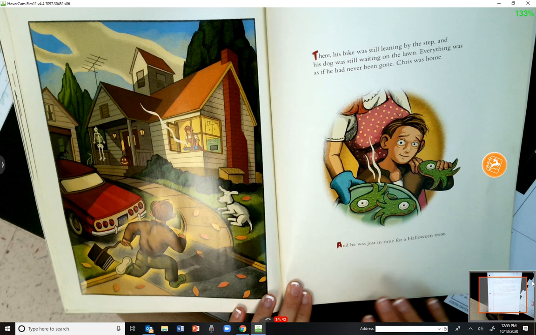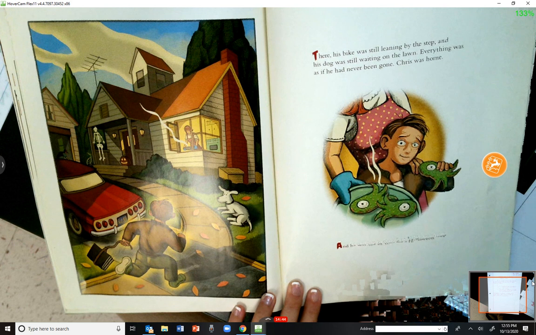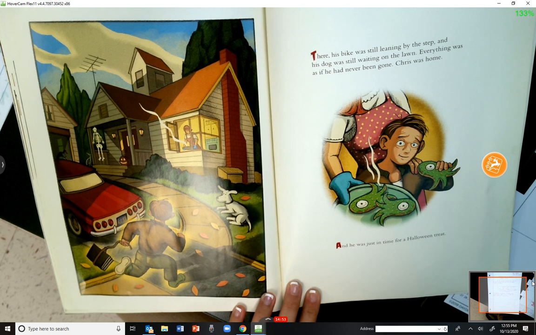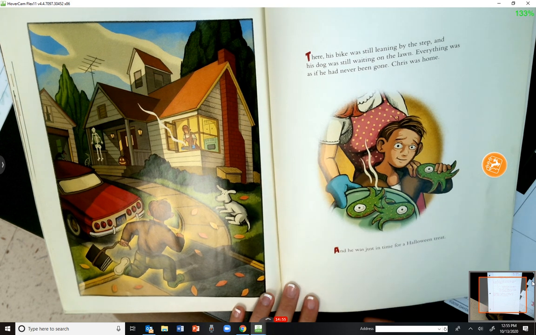There, his bike was still leaning by the step, and his dog was still waiting on the lawn. Everything as if he had never been gone. Chris was home, and he was just in time for a Halloween treat.